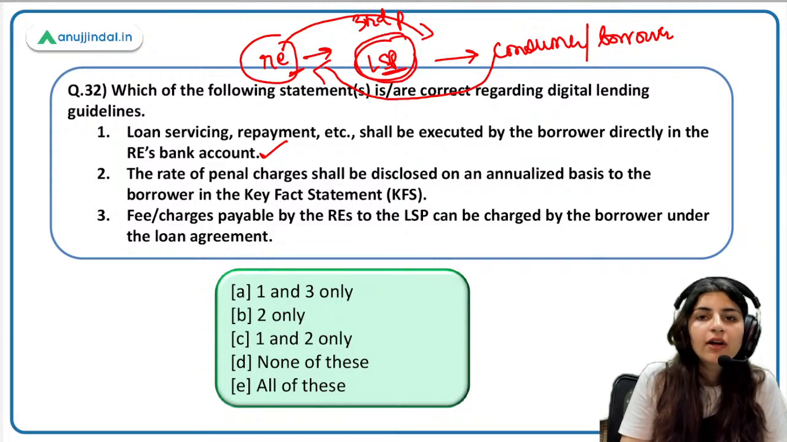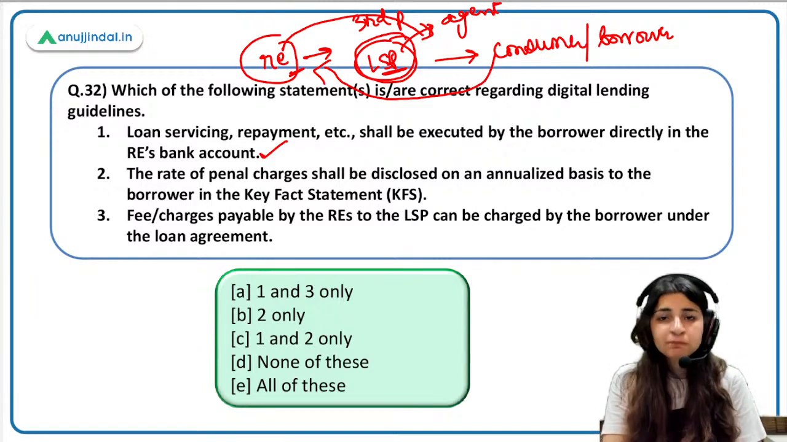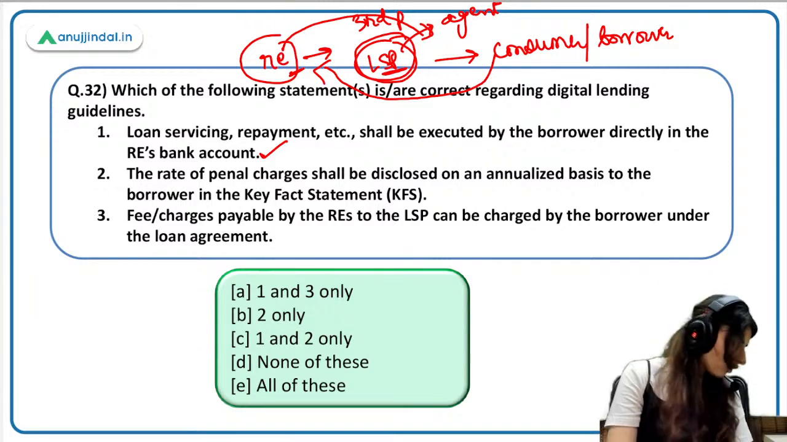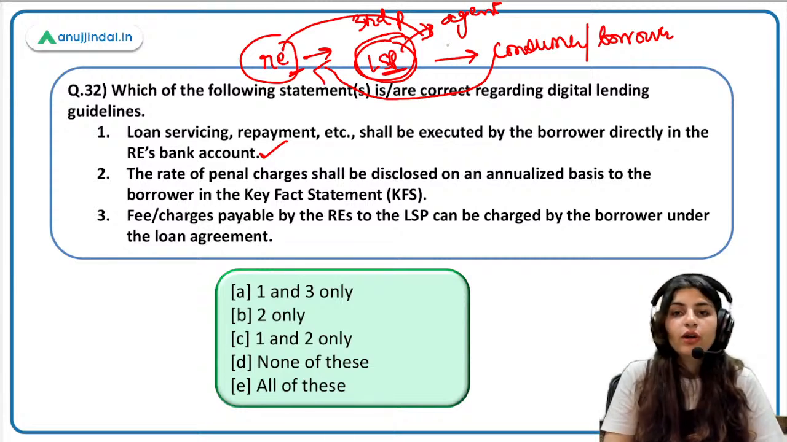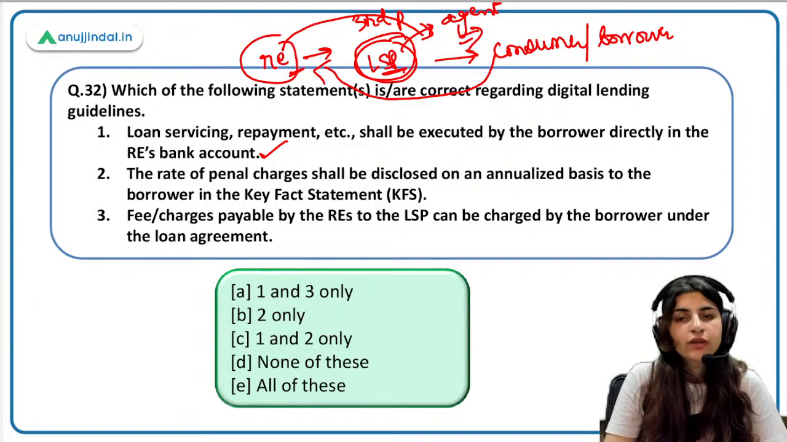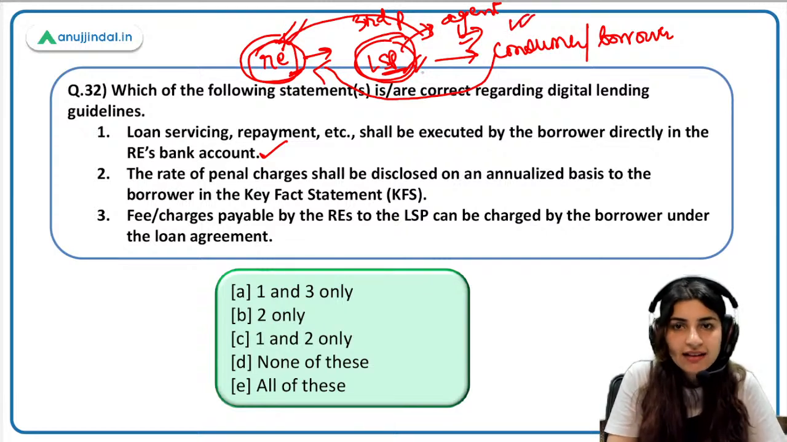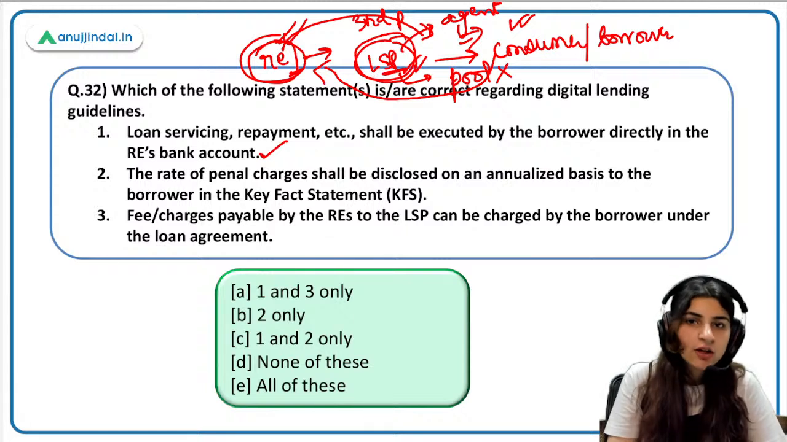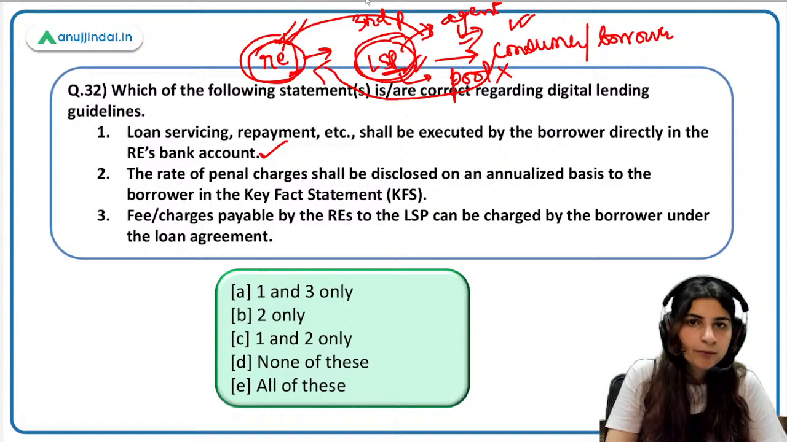LSP का काम सिर्फ as a third party agent, they work as an agent, outsource किया जाता है कुछ functions, for example KYC or collection of data or collection of loans. So वो सब काम they are transferred to the LSP. However, any transaction that is taking place is through RE's account to consumer account, and these LSPs, they cannot pool any amount on behalf of REs. So it shall be executed by the borrower directly in the RE's bank account.